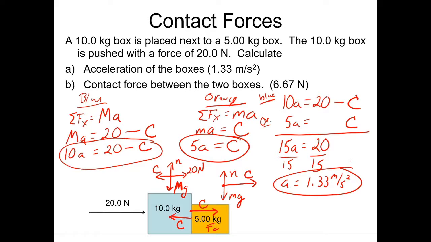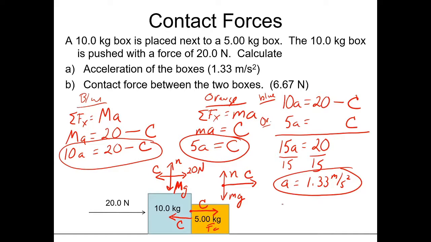Sometimes students have an alternate way to solve this problem. Don't do that. I'll tell you why. Because if you don't set up both equations, you're not going to be able to find the contact force. You can get the acceleration. There's a simpler way to get the acceleration, and some people know the shortcut or figure it out. But I'm not going to show that because I want you to do it the full way so that we can get both variables.